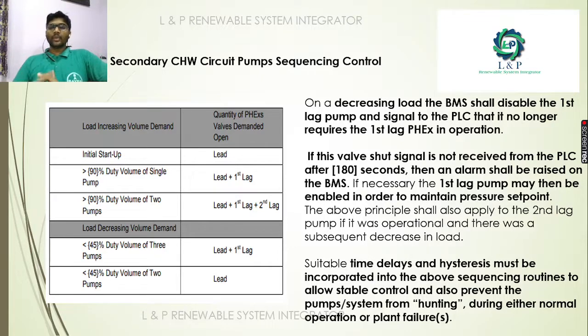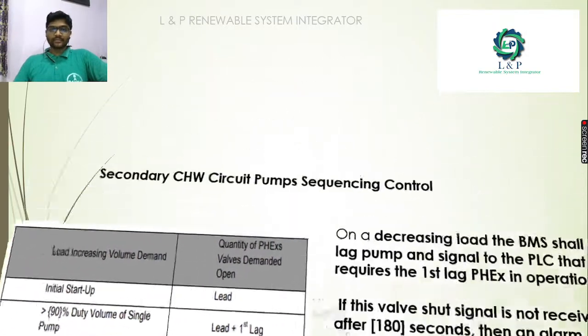Most importantly, why are we providing these time delays? Because the time delay helps to prevent hunting during normal operation or plant failure. If the plant fails, in order to avoid hunting of the pumping systems, we can use timers. After a particular time delay, we can immediately raise alarms.